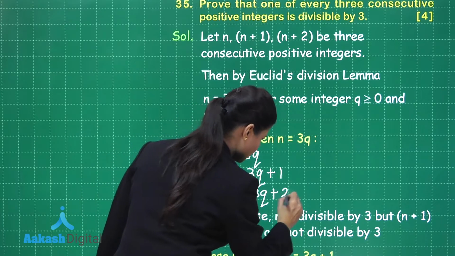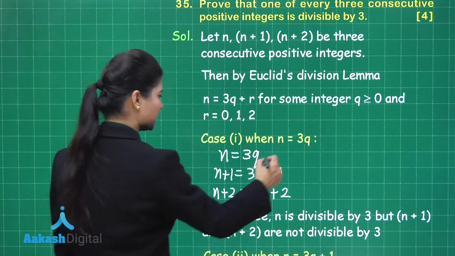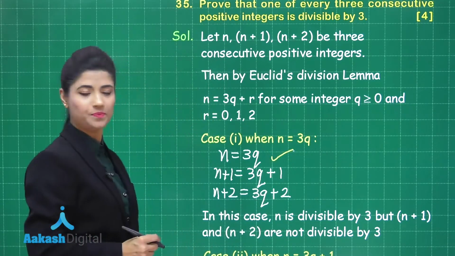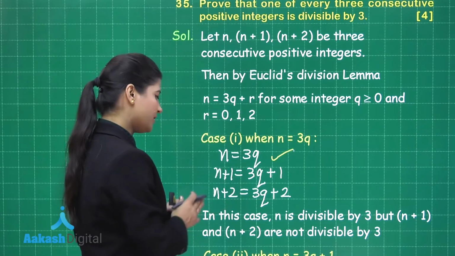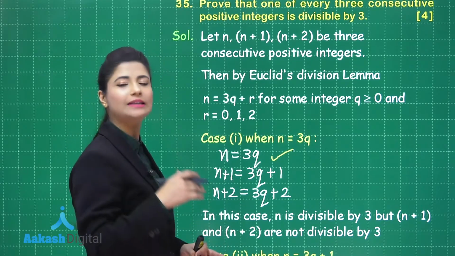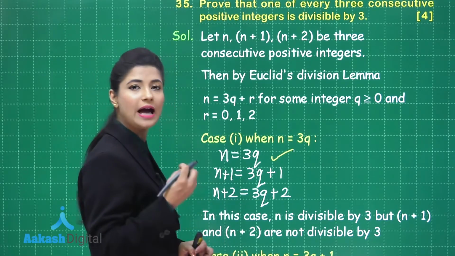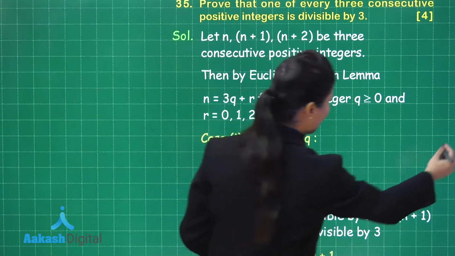So, it is also not divisible by 3. So, only one is divisible by 3, that is 3q. So, in this case n is divisible by 3, but n plus 1 and n plus 2 are not divisible by 3. Now, let us take up here case 2 where I will be considering n as 3q plus 1.